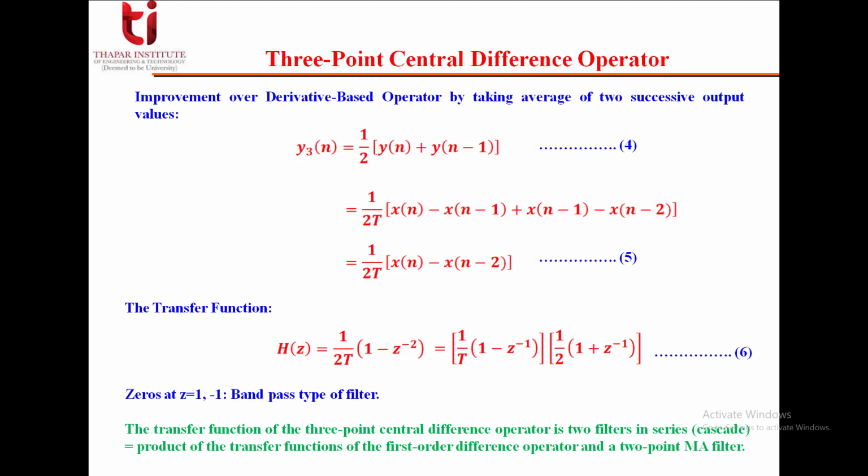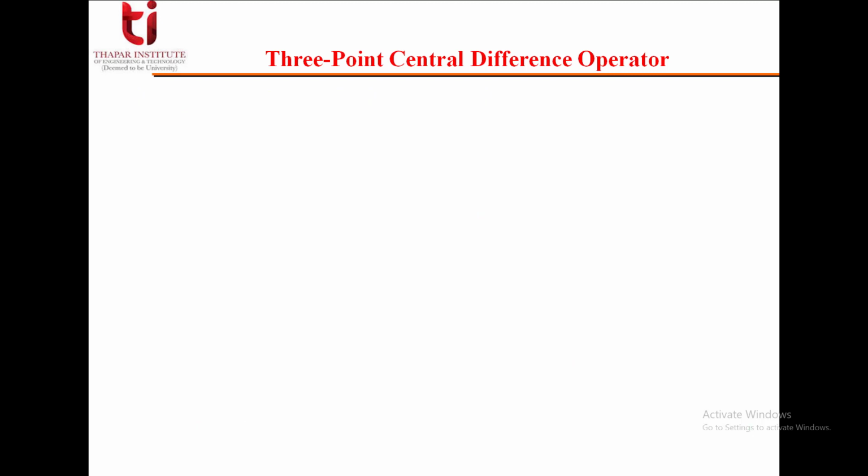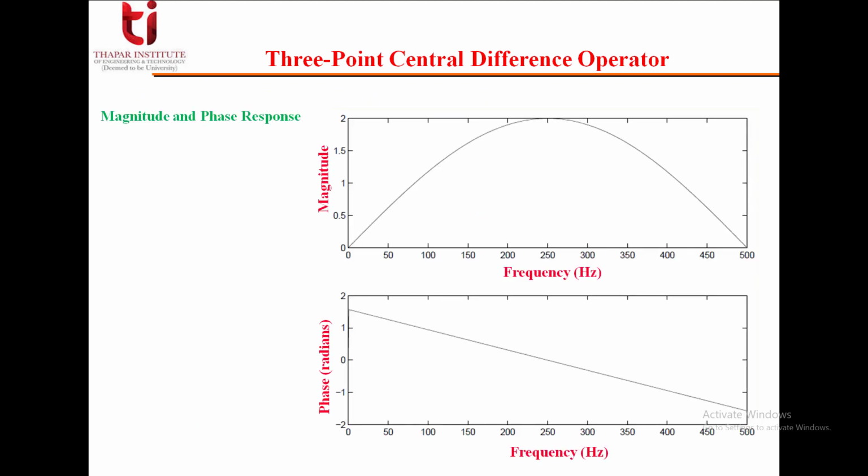The transfer function, as I mentioned, of this 3-point central difference operator is two filters in series, or we can say a cascade. One is the first order difference operator and the other is a 2-point moving average filter. Now you can see the magnitude and phase response. It is a band pass filter and also has a linear phase. So it will suppress the very low and very high components and pass the frequencies in the corresponding band.